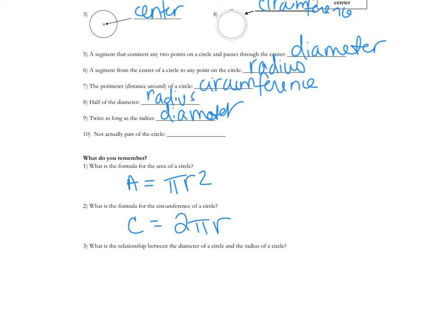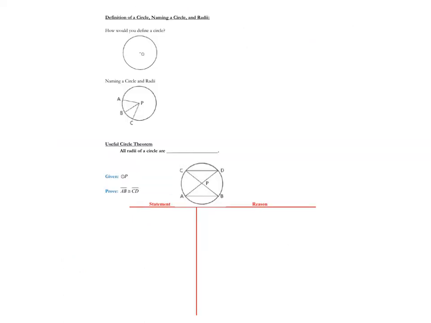And then what is the relationship between the diameter of a circle and the radius of the circle? And we kind of already said this up here. So I'm just going to draw an arrow down. So half of the diameter is the radius, and twice as long as the radius is the diameter. Okay. Let's go to the next page.